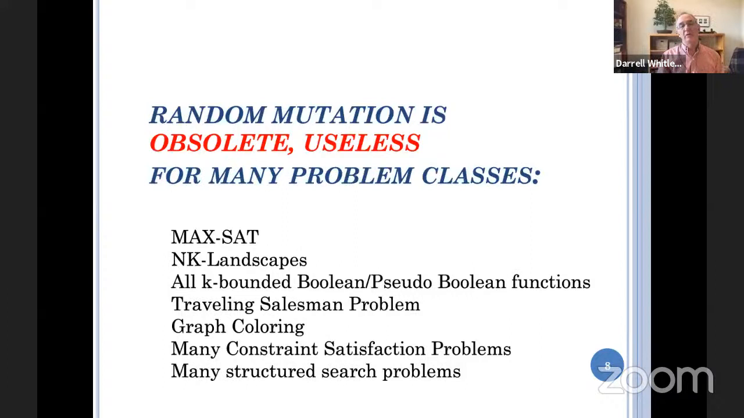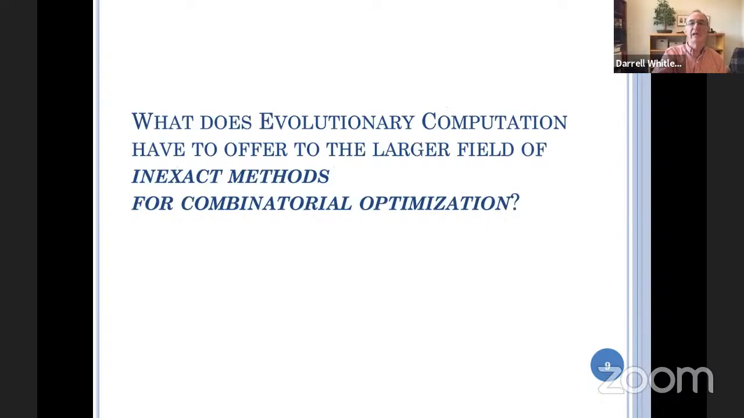And it turns out that for many domains, random mutation is just useless. It's obsolete. And if you look at the MaxSat community, the NK landscape space, all K-bounded pseudo-Boolean functions, traveling salesman, graph coloring, many constraint satisfaction problems, random mutation just is not useful, because there are very powerful intelligent forms of local search, and we should be using those instead. So I will specifically develop these ideas for SAT, NK landscapes, and for the traveling salesman problem today.